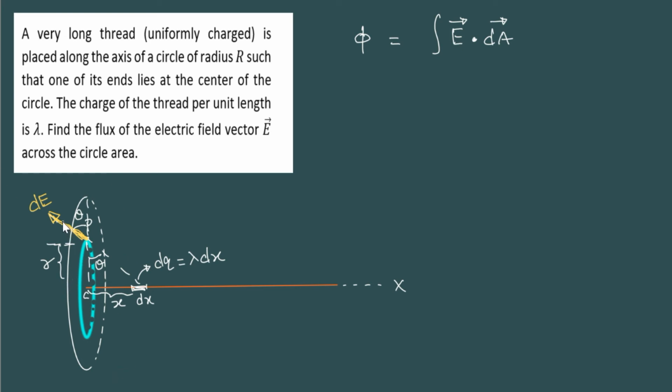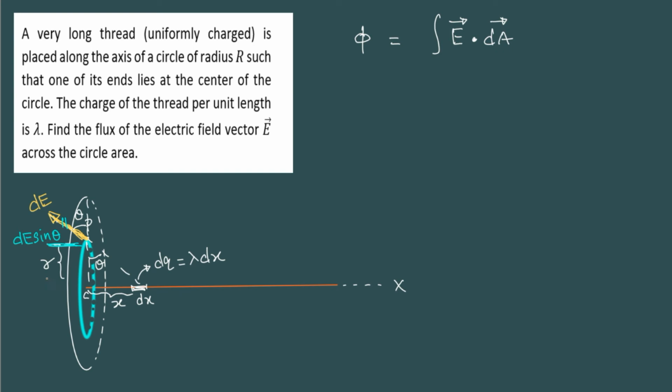So what would I do? I'll just take the x component, which will be dE sine theta. I'm only interested in dE sine theta, but I need to first get dE and then take the component dE sine theta. If I integrate that, I will get the electric field due to the entire thread at that location, point P.